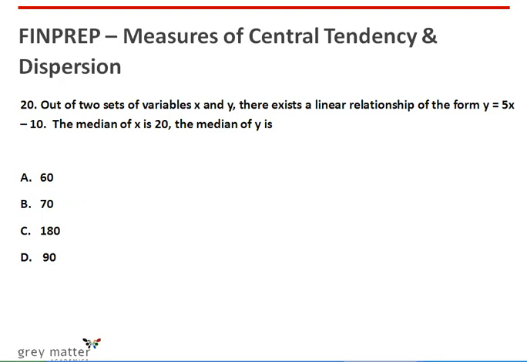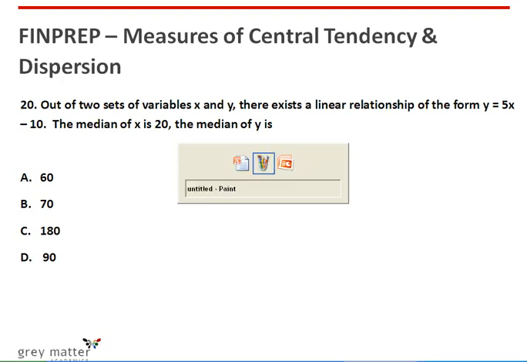20th problem. Out of two sets of variables x and y, there exists a linear relationship of the form y equal to 5x minus 10. The median of x is given to be 20. We need to find the median of y.